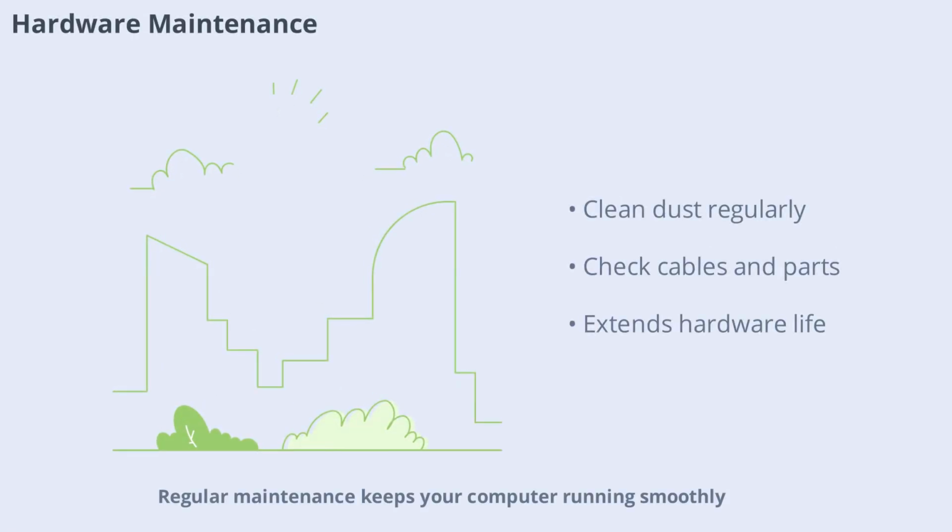Regular maintenance keeps your computer running smoothly. This includes cleaning dust from fans and vents, checking cables, and making sure all components are secure. Proper maintenance can extend the life of your hardware and prevent problems. Next, let's look at upgrading hardware and when it might be necessary.